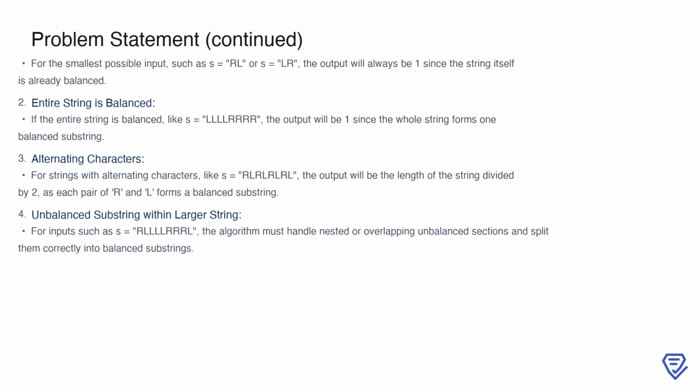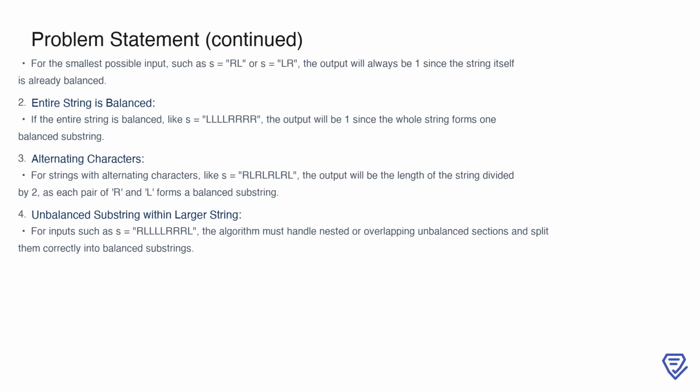Let's consider some edge cases to better understand the problem. For the smallest possible input, such as RL or LR, the output will always be 1 since these strings are already balanced. If the entire string is balanced, like LLLRRR, the output will also be 1, as the whole string forms one balanced substring. For strings with alternating characters, such as RLRLRLRL, the output will be the length of the string divided by 2 because each pair of R and L forms a balanced substring.